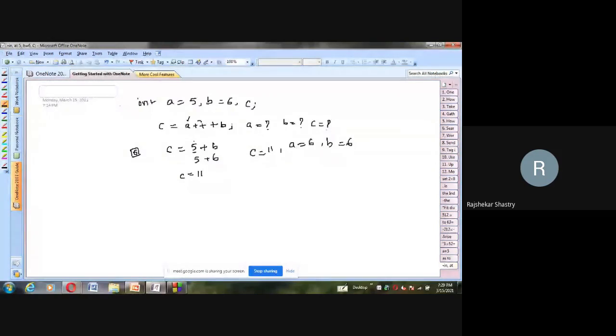Now, it's the same thing. Suppose if I use it this way, tell me what the answer is. C is equal to plus a plus b. Anyone? A equals to 6, b equal to 6, c equal to 12. Okay, let me write. The answer which you are saying is c is equal to 12. Okay, a is 6.